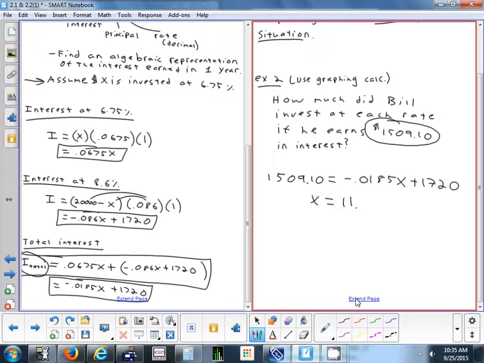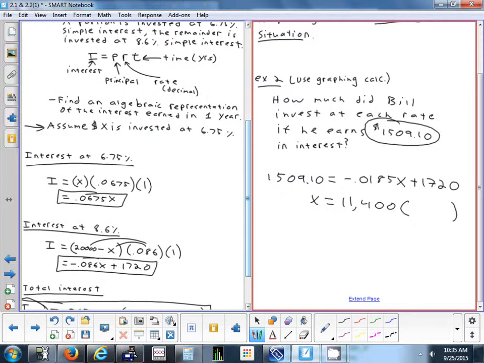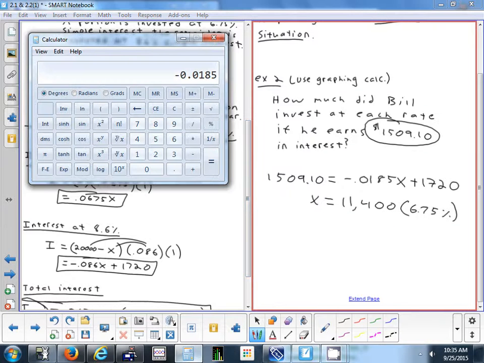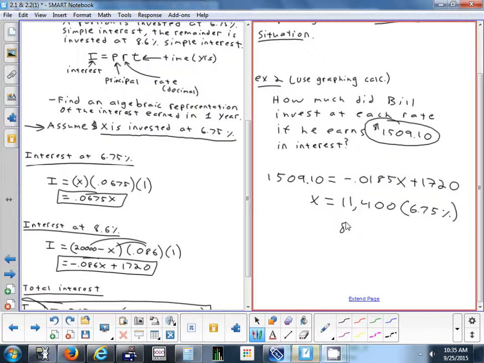So x is 11,400. Now, I just have to go back and remember what x represents. x is the amount invested at 6.75%. So Bill will invest 11,400 at 6.75%. And since he has a total of 20,000 to invest, we take 11,400, subtract that from 20,000, and that leaves Bill with $8,600 to invest at 8.6%. So there's our answers.